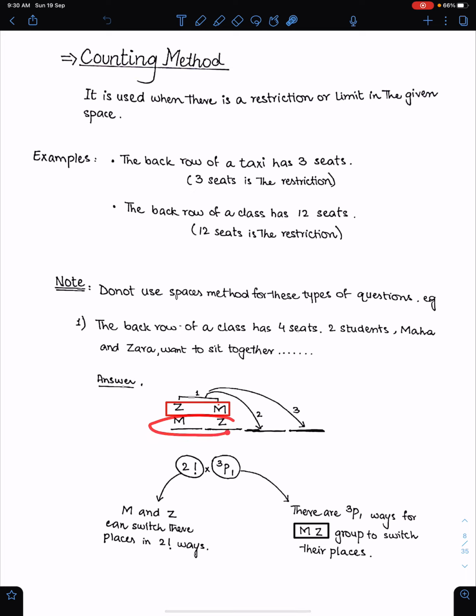So you need to write 2 factorial for their arrangement, and then you need to count the number of possibilities for them to sit together. So this is the first possibility, second possibility, third possibility. So you need to write 3P1 here. And remember, there were 4 seats and we wrote 3 here. So this is always one less than this number. If we had 5 seats, then this would be the fourth possibility, then it should be 4P1. So if there are 5 seats, then you have to write 4P1. If there were 6 seats, then you need to write 5P1 here. This number is always one less than the given space.